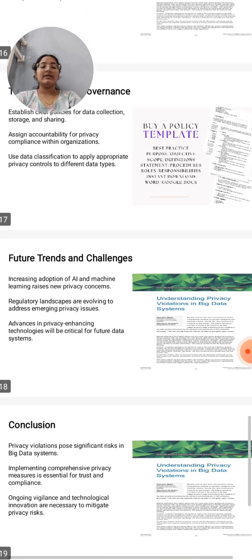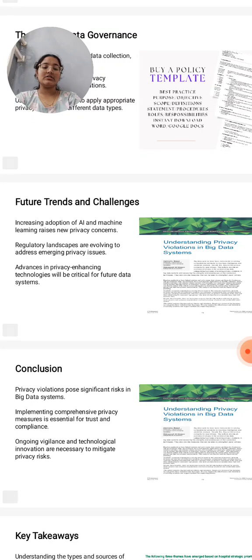The next slide is about future trends and challenges in big data analytics systems. Increasing adoption of AI and machine learning raises new privacy concerns. Regulatory landscapes are evolving to address emerging privacy issues. Advances in privacy enhancing technologies will be critical for future data systems.